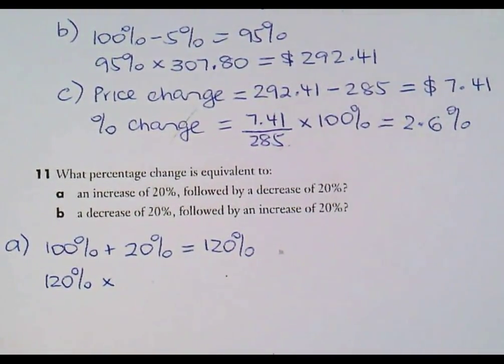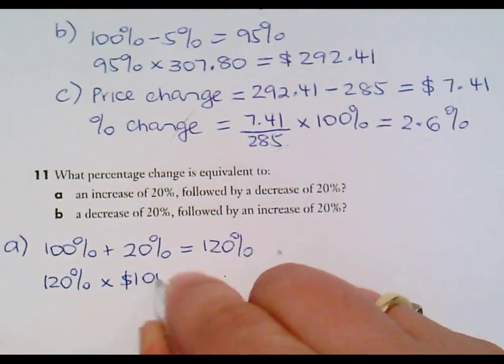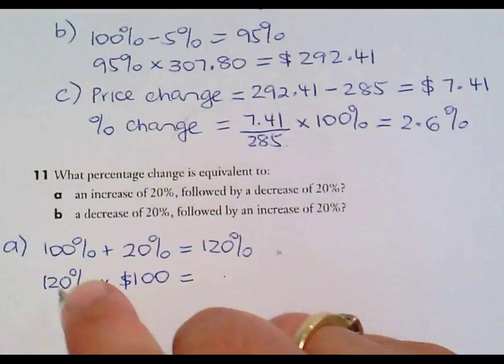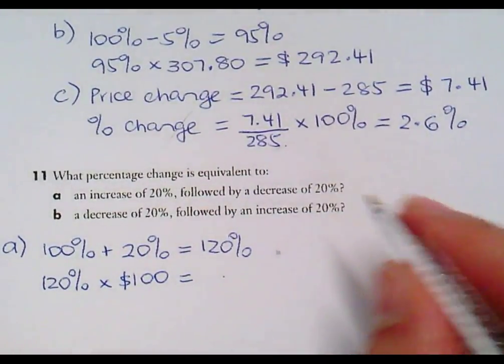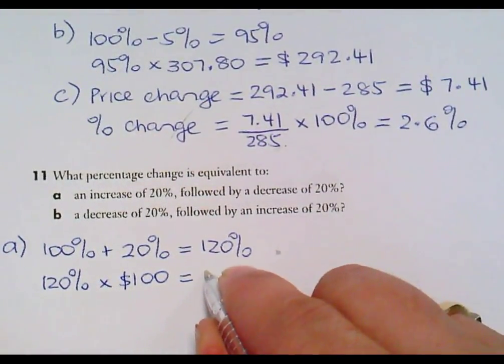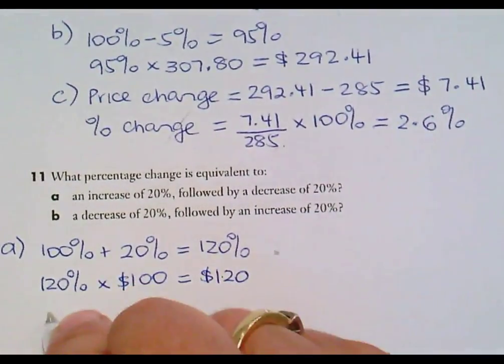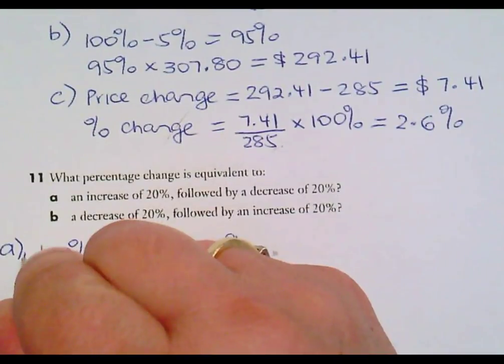It's nice to do. There's less steps if I do. Do you want me to do 100? Yeah. So, you know what I'll do? I'll do part A with 100 and I'll do part B with a different amount. 120% of 100, can someone work that out? 120. It's actually $120. That's my 20% increase. So that's part 1.